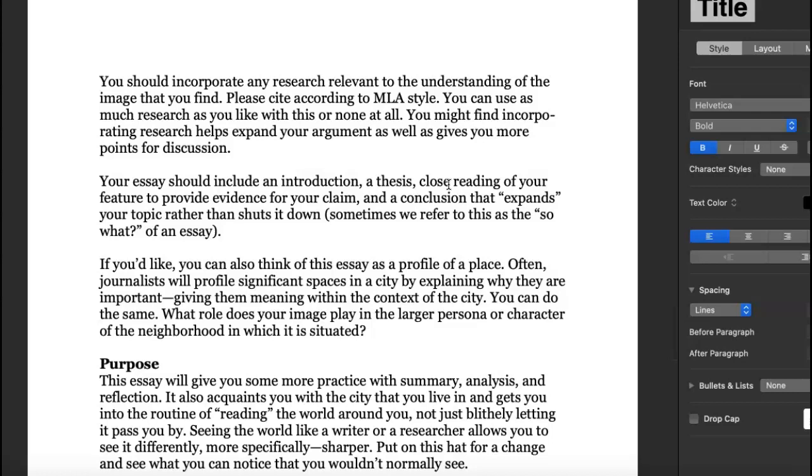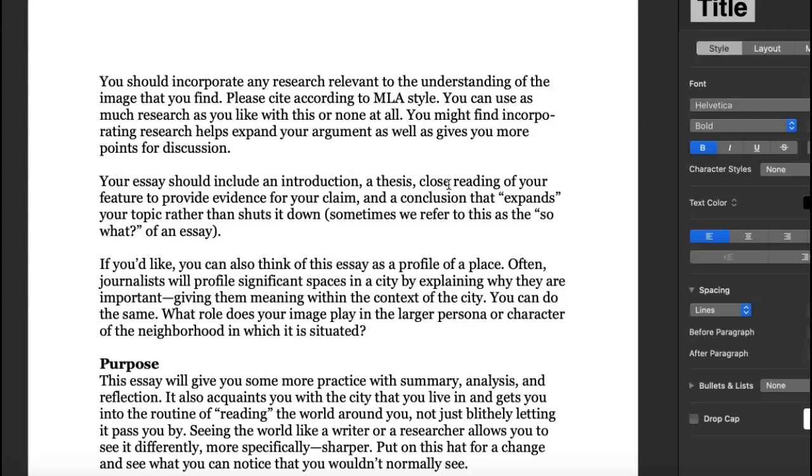So you should incorporate any research relevant to the understanding of the image or images that you find. You can use MLA style, and we'll go through this more. You can use as much research as you like with this or none. Some research might be really helpful to give you a little bit more for your argument in your discussion. But no matter what, your essay will have an intro, a thesis, a close reading of the features, and your conclusion that expands your topic, the so what of your essay.